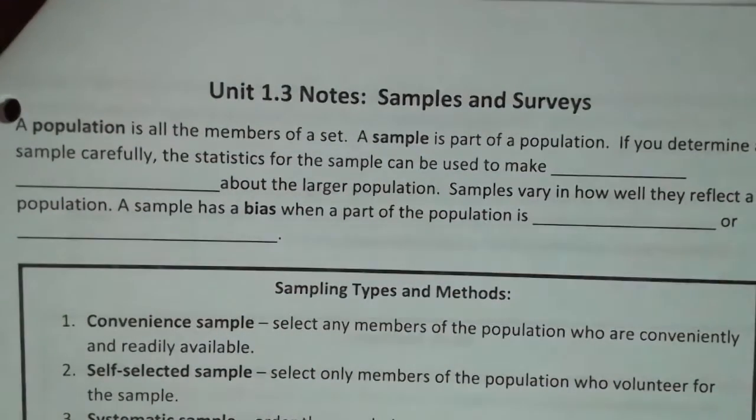So a population is all of the members of a set. So if I wanted to do a study about Westlake students, the population would be everybody that attends Westlake. A sample is just part of the population. So if I grabbed every 5th person that walked through the door and put them in one group, that would be a sample of my population. If you determine a sample carefully, the statistics for the sample can be used to make general conclusions.